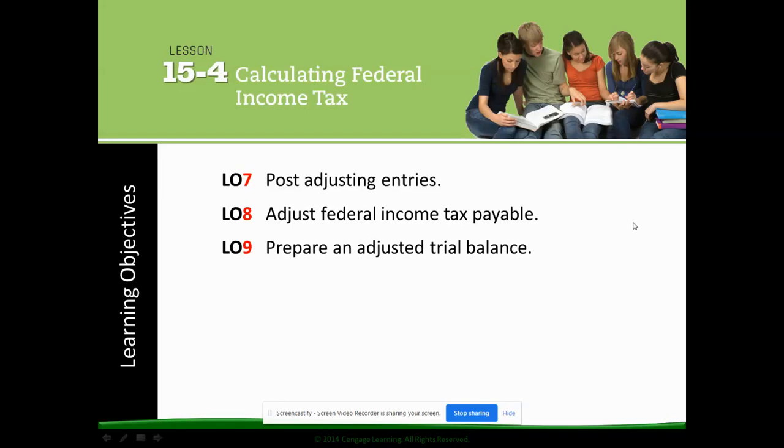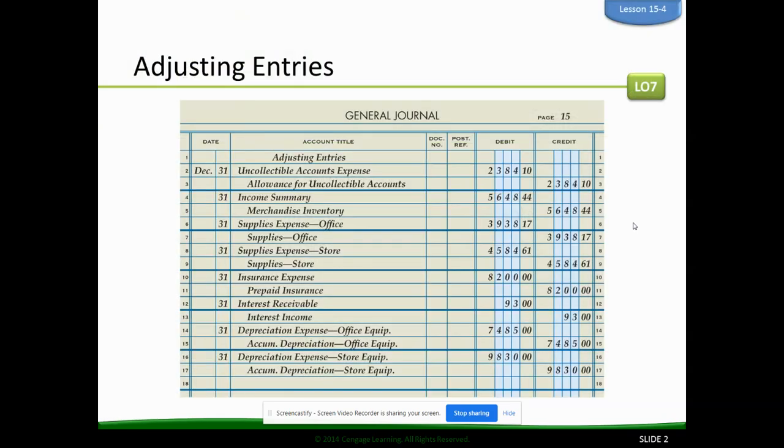All right, last section for chapter 15, calculating federal income tax. So here are all of our adjusting entries that we've been doing. Our uncollectible accounts, our merchandise inventory, supplies expense, insurance expense, interest receivable, and depreciation expense. So these are all the adjusting entries we've been doing.